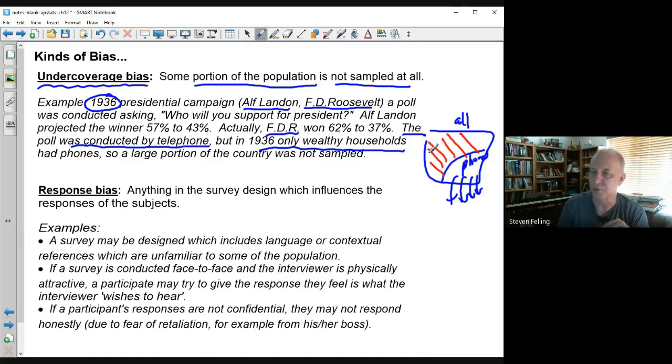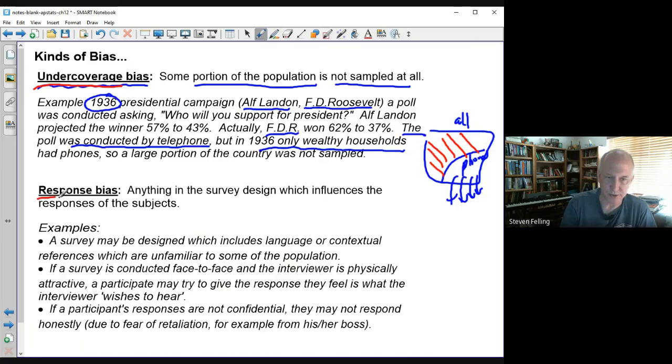All these people had no ability to be included in the sample, and so therefore the sample was biased, right? So this particular kind of bias is called undercoverage bias, when we simply do not include a portion of the population to be allowed to be sampled from, okay? But there's other kinds of biases.